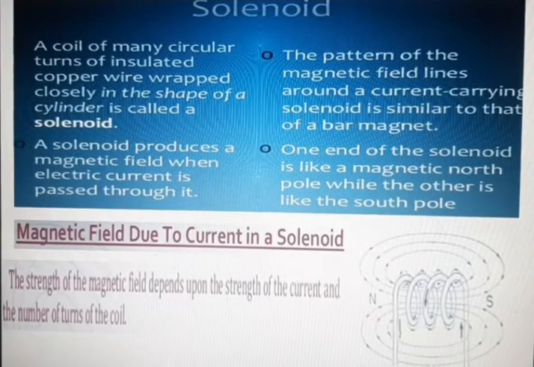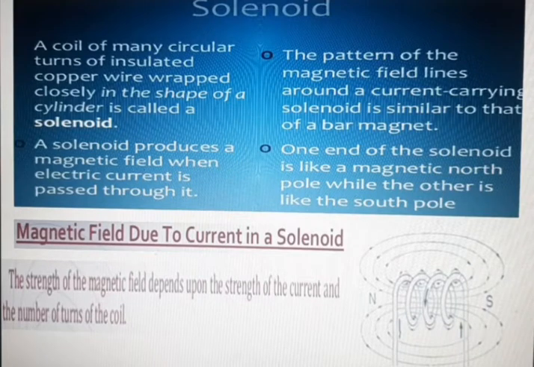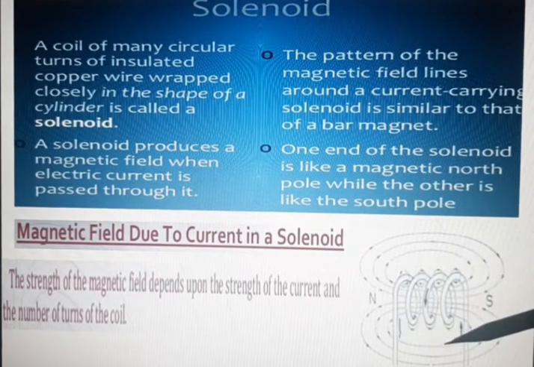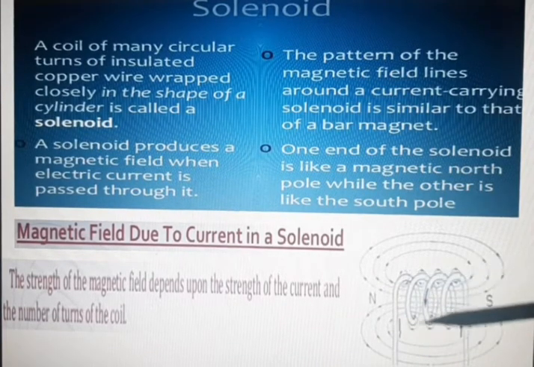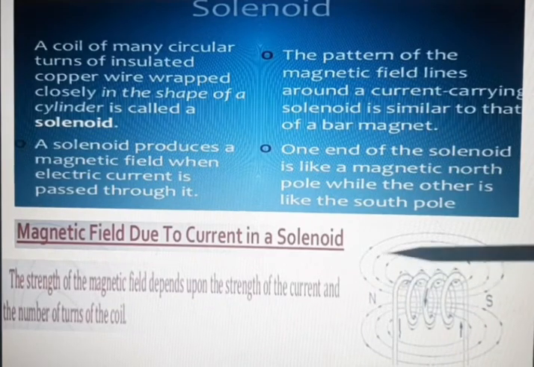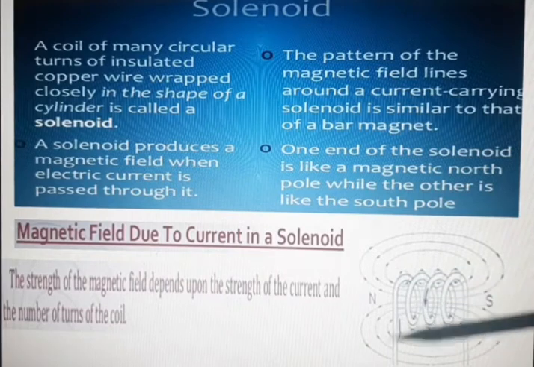Now we are going to learn about solenoid. A coil of many circular turns of insulated copper wire wrapped closely in the shape of a cylinder is called a solenoid. We can see the picture of a solenoid here. The solenoid produces a magnetic field when electricity is passed through it. That means whenever we pass electricity through this coil, we will get a magnetic field around it. The structure of the magnetic field can be seen here.